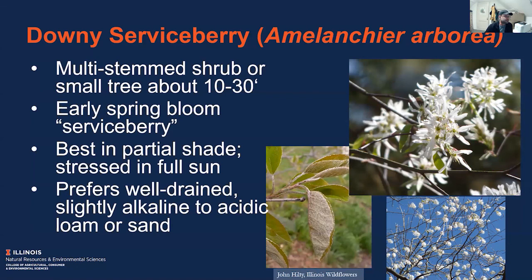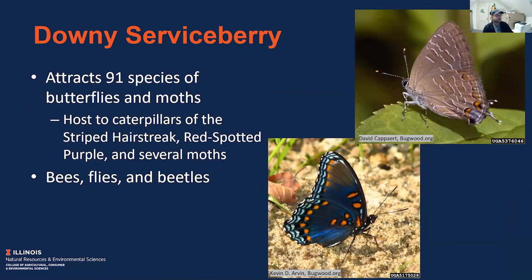This plant is best in partial shade and can be stressed in full sun, and prefers well drained, slightly alkaline to acidic loam or sand. According to the Plant Finder, it attracts 91 species of butterflies and moths and is host to caterpillars of the striped hairstreak. There's an image of that. And red-spotted purple and several moths, as well as a diversity of bees, flies, and beetles.